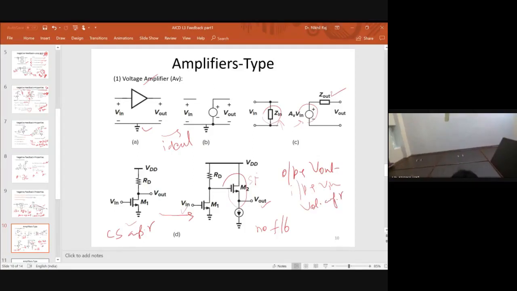And which type of configuration? It is a common source, because the input is applied through the gate of M1, not through the drain of M1. This is the further propagation of signals. So the overall configuration is a common source amplifier with certain changes.